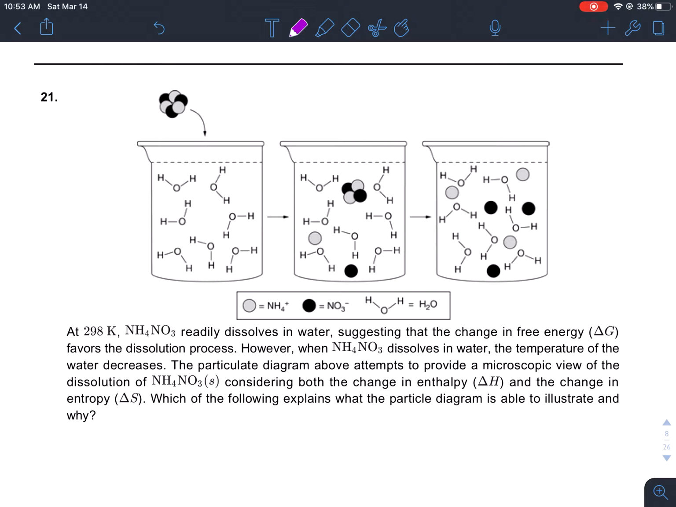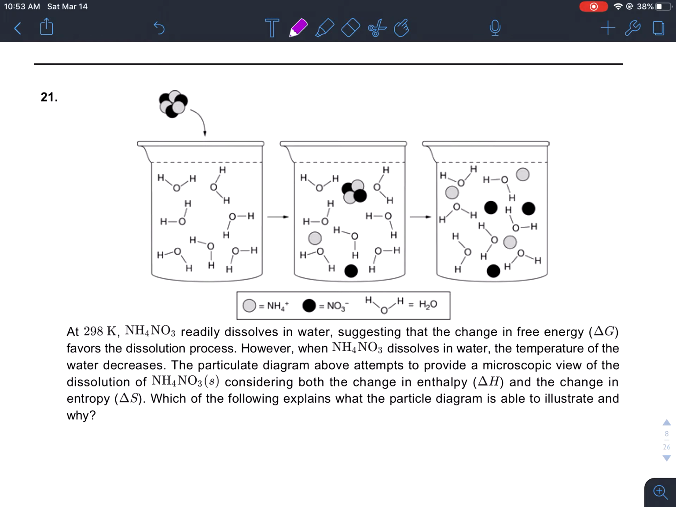21. Okay, at 298 Kelvin, ammonium nitrate readily dissolves in water, suggesting that the change in free energy, delta G, favors the dissolution process. However, when ammonium nitrate dissolves in water, the temperature of the water decreases. The particulate diagram above attempts to provide a microscopic view of the dissolution of NH4NO3, considering both the change in enthalpy and the change in entropy. Which of the following explains why the particle diagram is able to illustrate this and why?